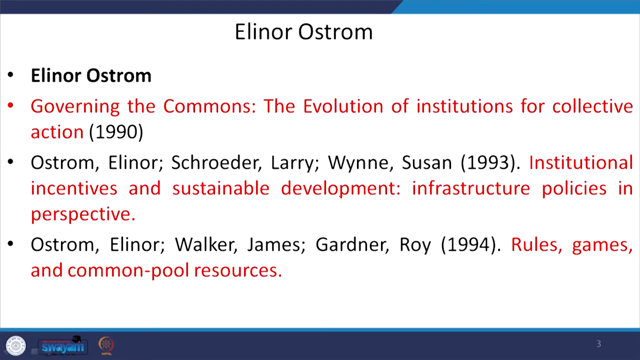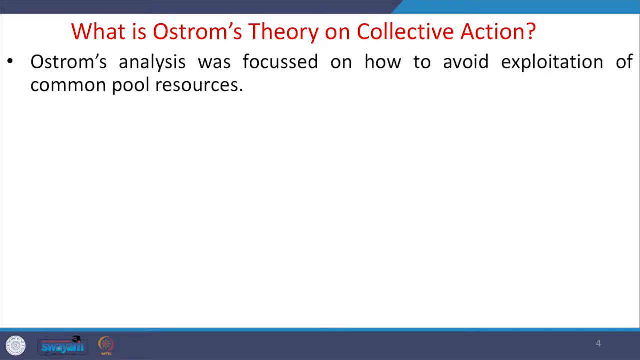And again, in her third book, she talked about rules, games and common pool resources. So, that is again the contribution, or you can say the supplement to the existing knowledge that she led for the first book. And based on these theories, or based on this understanding that she contributed in terms of different books to the literature of commons, what is Ostrom's theory on collective action?